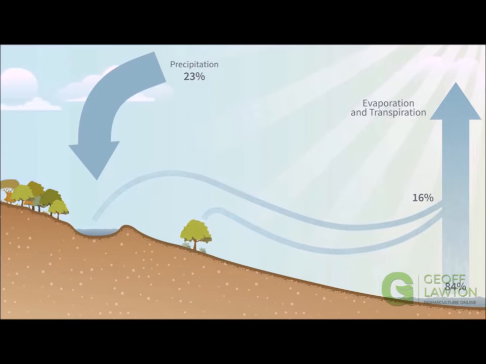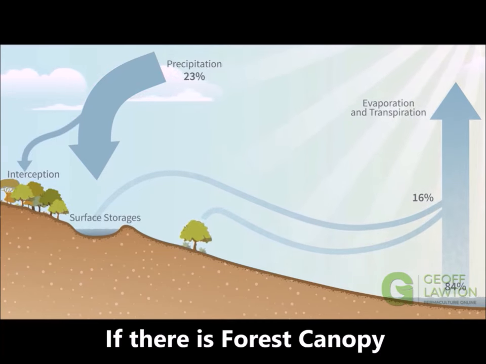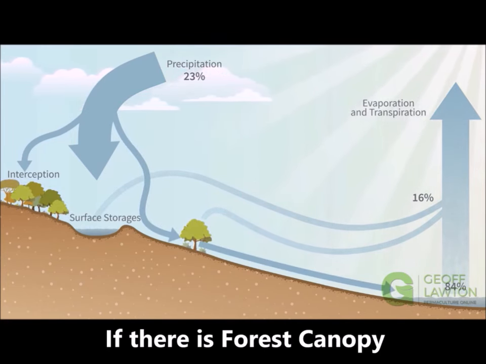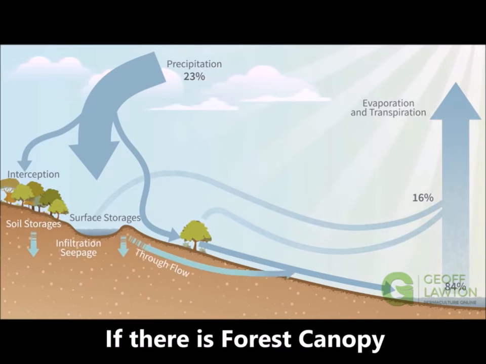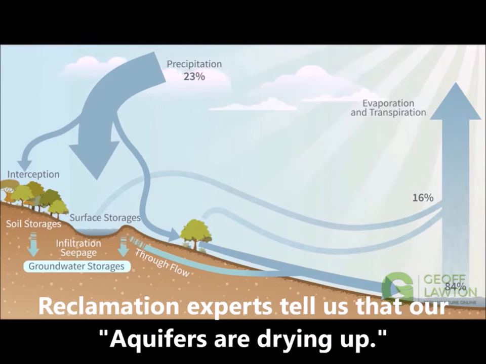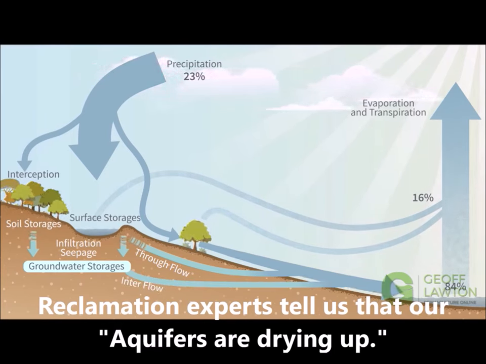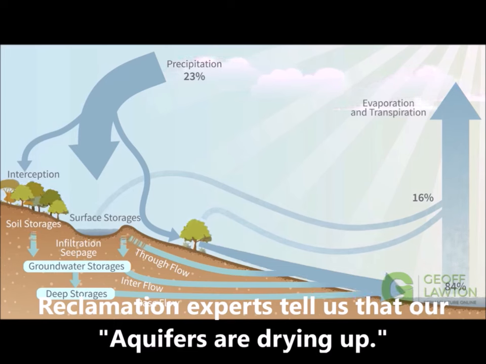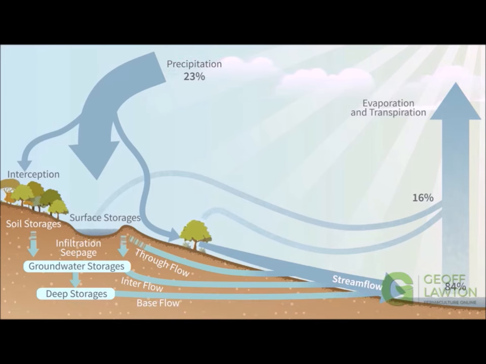23% falls as precipitation and is intercepted by forest canopies, surface storages, and joins overland flows of streams and rivers. Some goes to soil storages, infiltration seepages, and through flow springs. Infiltration seepage goes on to groundwater storages and interflows within subsoil as spring lines. Further still goes on to deep storage recharge, base flows of deep springs. All help recharge stream flows at the surface.